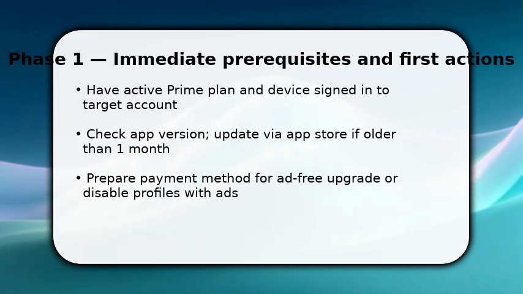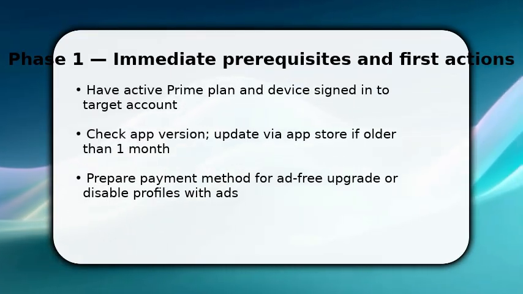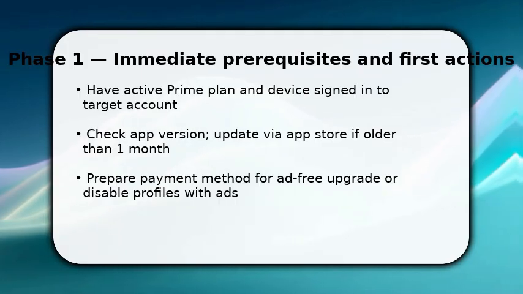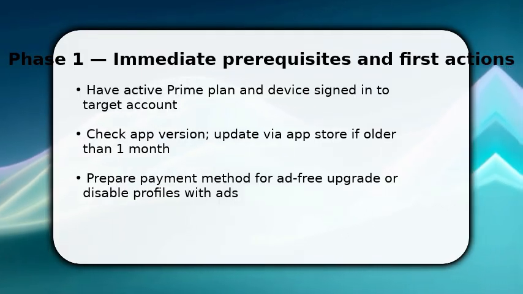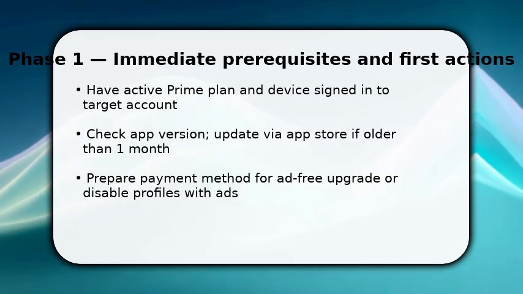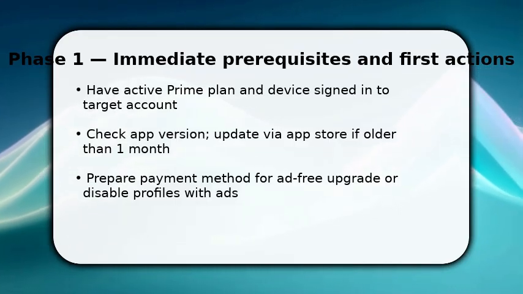You start by confirming the basics. You need an active Prime subscription and the device signed into the account you want to change. Once signed in, open the Prime Video app and check the app version. Update it if it is older than about 1 month.